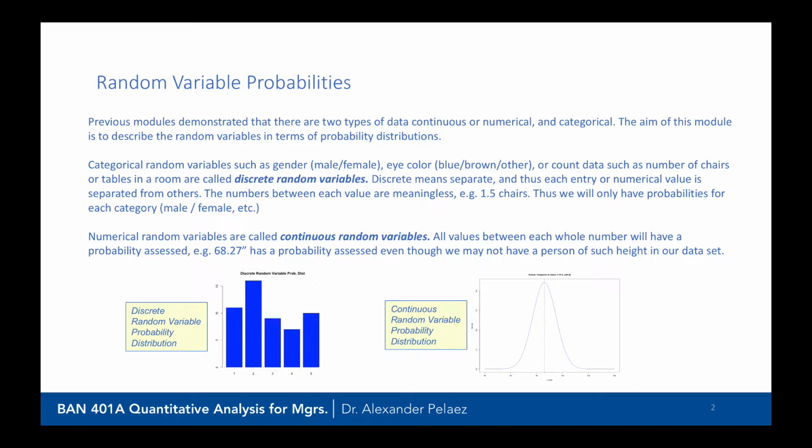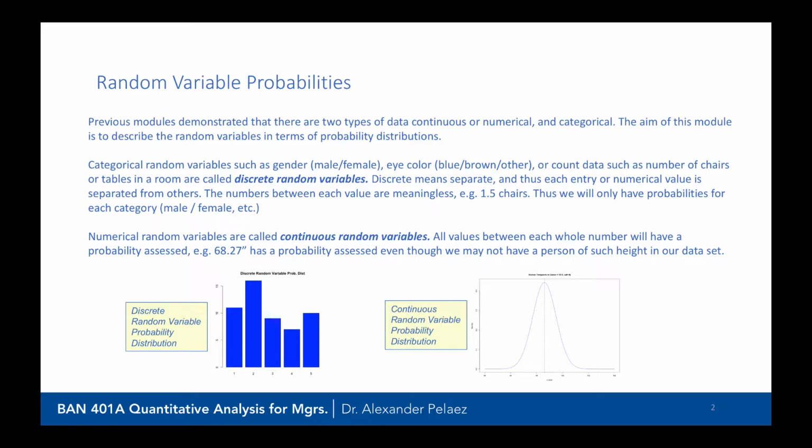Remember that discrete means separate, and thus each entry or numerical value is separated from the others. The numbers between the whole numbers are meaningless, such as 1.5 chairs. Having half a chair may be something we have in our homes, but it doesn't give us anything that we can really use to actually count with. So we'll only have probabilities for each category, such as male or female, high or low.